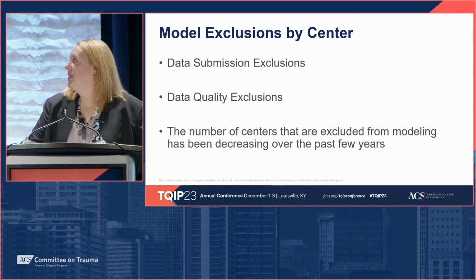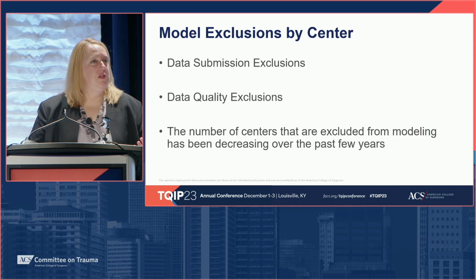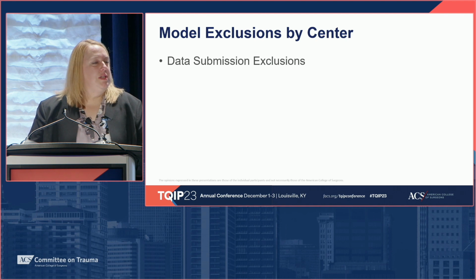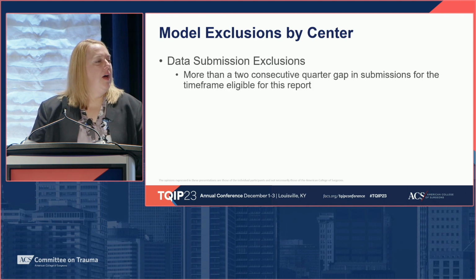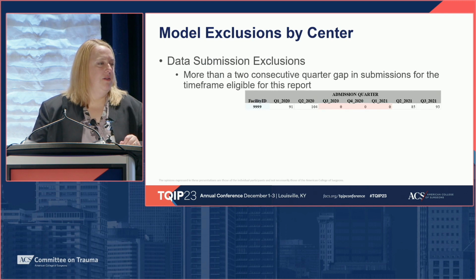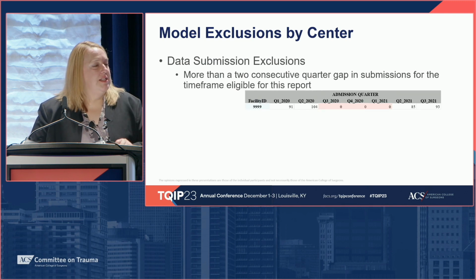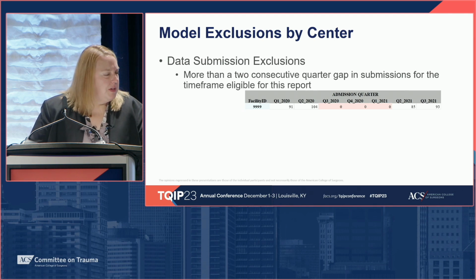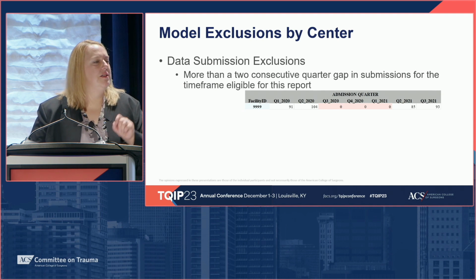Now, the good news is that the number of centers that we have been excluding due to these reasons has been decreasing over the past several years, which is great job. But let's review what this means, and maybe we could get that down to 0. Data submission exclusions. So what does that mean? If a center has more than a 2 consecutive quarter gap in submissions for the time frame eligible for a report, then you would be excluded from the models. I know the dates here are not so important, but we're looking from Q1 2020 in this particular example to Q3 2021, and you can see in the middle there are 3 pink cells, 3 consecutive quarters where this center has not submitted any data.